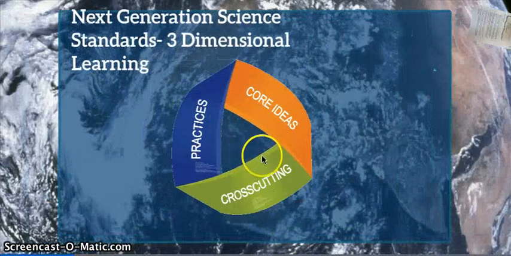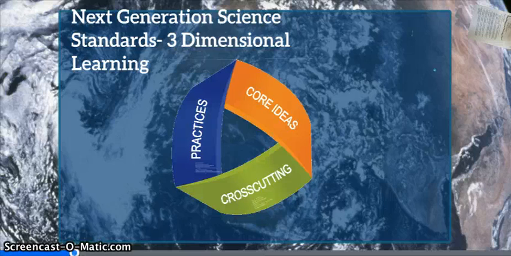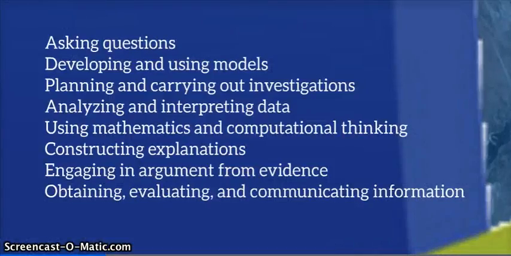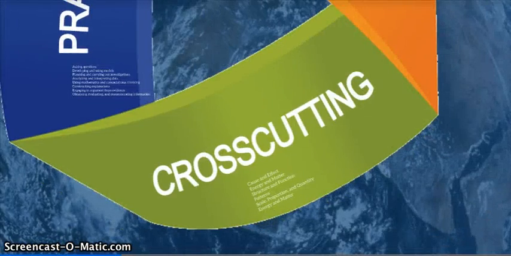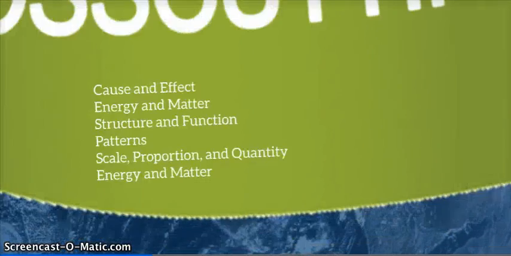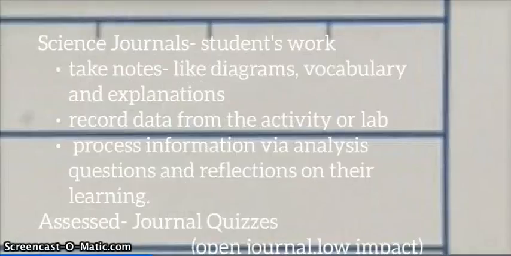The other components, other than just your typical core ideas, is the idea of a scientist and their engineering practices. So various things from engineering to analyzing to planning to using math and constructing ideas and communicating information. The last part is cross-cutting, where they actually want to make connections between all the different core ideas using these various focus. So the science journals is the thing they take home.